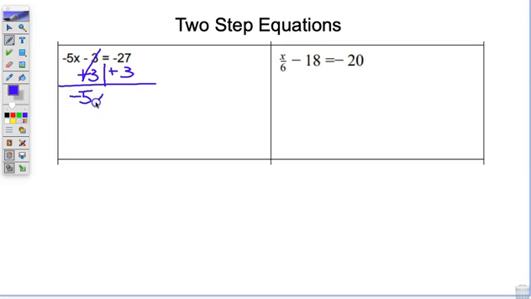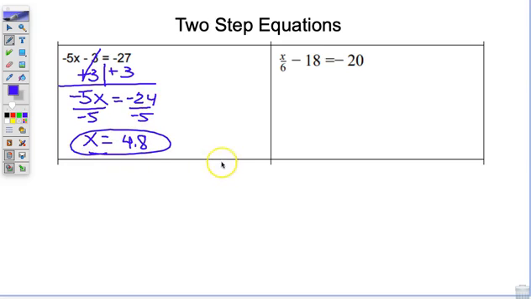That leaves me with negative 5x equals a negative 24. Dividing both sides by negative 5, and this time we have an answer that doesn't divide evenly. So if you're utilizing your calculator, you probably figured out that it is 4.8, and that is correct. If you want to go ahead and check your answer, you can definitely do that below.